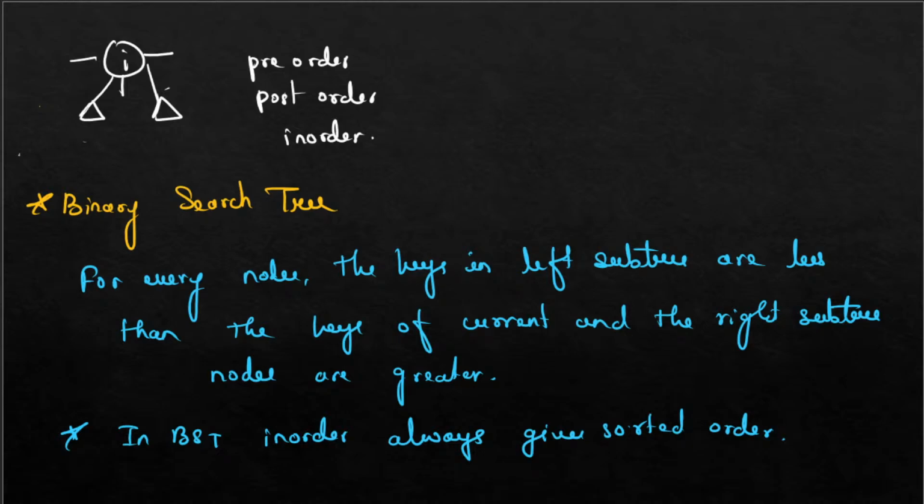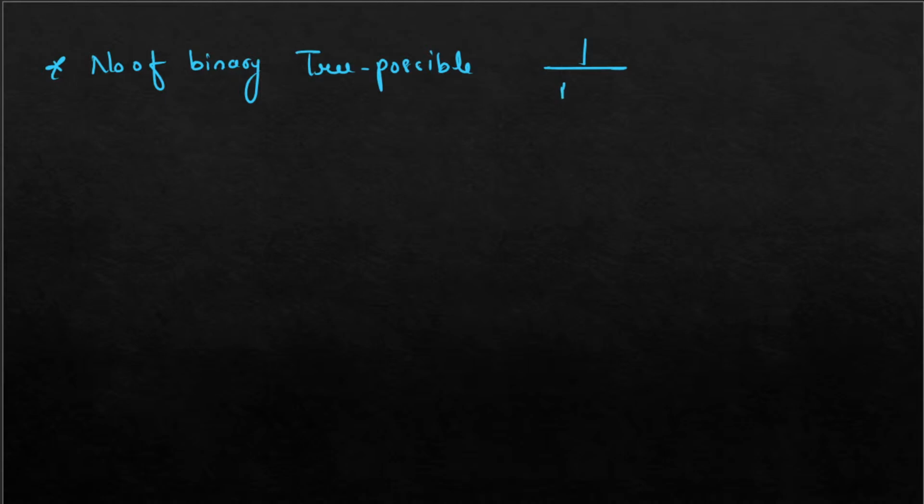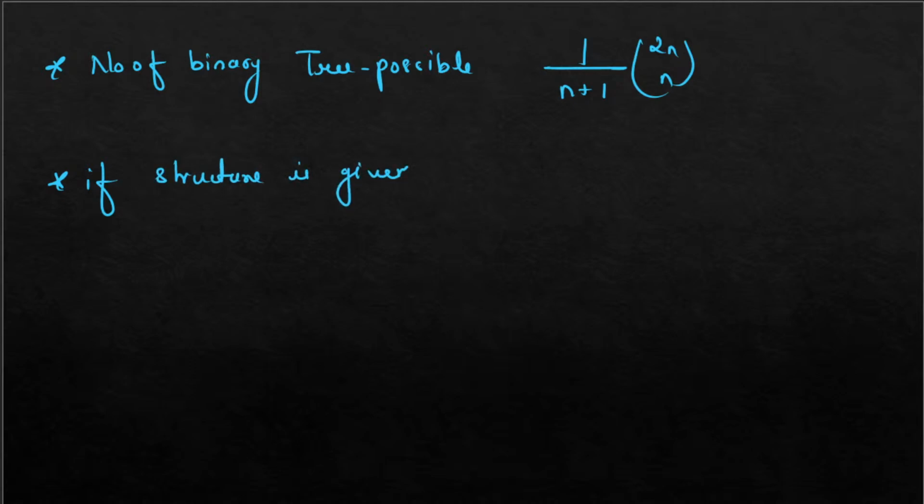For the number of binary trees possible with n nodes, there is a direct formula: 1 by n plus 1, 2n C n. This is the 2n C n combination, you all know. And if the structure is given, only one BST is possible.